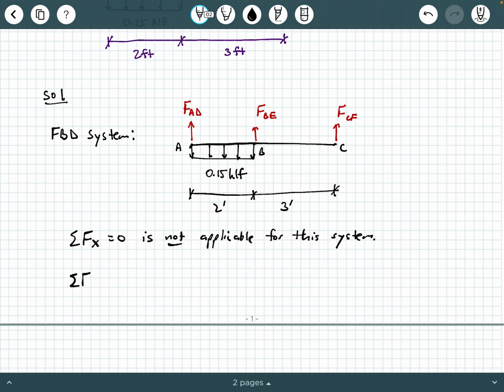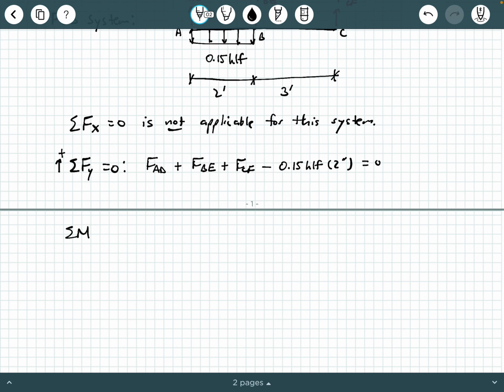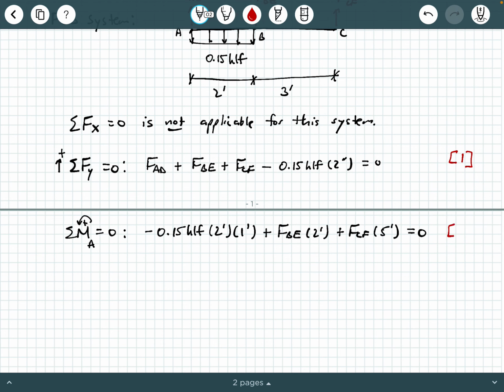One of them is the sum of the forces in the y direction equals 0. And we can write that out. We're going to have FAD plus FBE plus FCF minus 0.15 KLF times 2 feet equals 0. And we have the sum of the moments about a point of our choosing equals 0. I'm going to sum moments about point A and take moments counterclockwise positive. So when I write this moment equation, I'm going to have minus 0.15 KLF times 2 feet times 1 foot plus FBE times 2 feet plus FCF times 5 feet equals 0. So I'm going to call that force equilibrium equation in the y direction equation 1 because I want to refer back to that later on. And then I'm going to call our moment equilibrium equation equation 2.